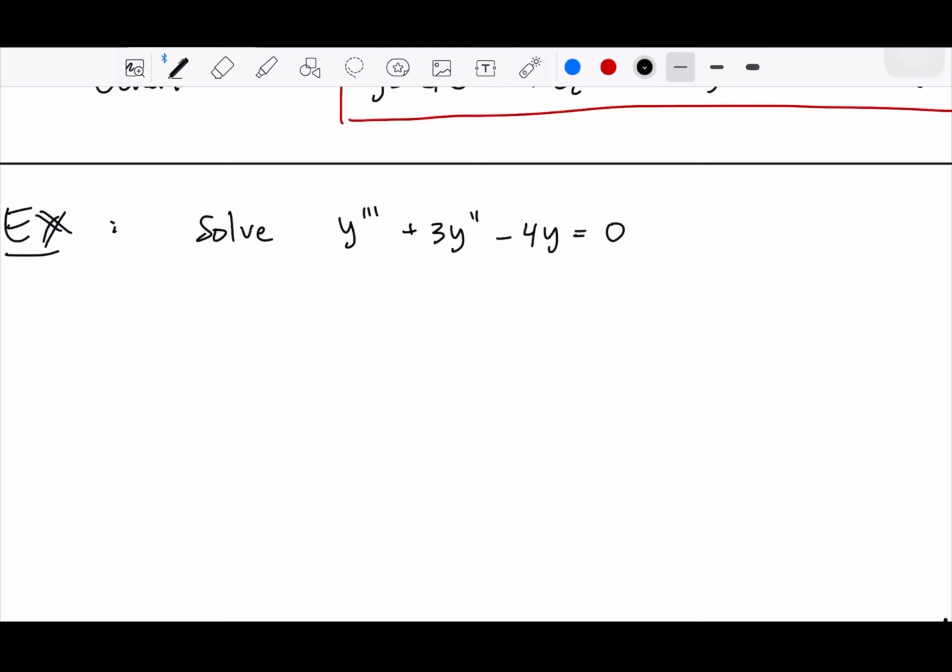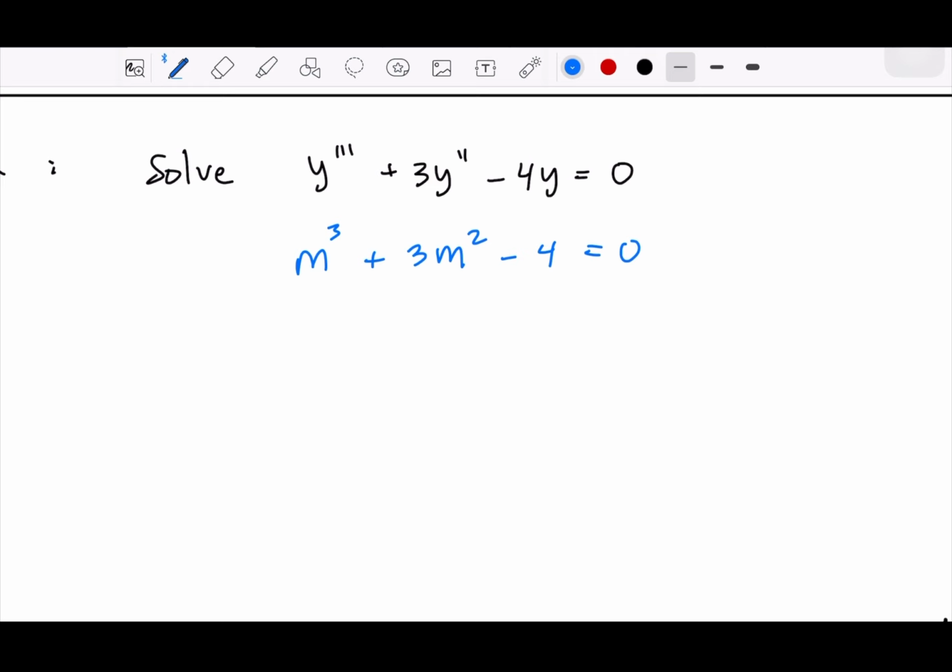Okay? So we can have m cubed plus 3m squared minus 4, sorry. m cubed, this is 3m squared, and then this is negative 4. Okay. And this is equal to 0. And we are going to find the roots. Okay. Find the roots. And how to find the roots?